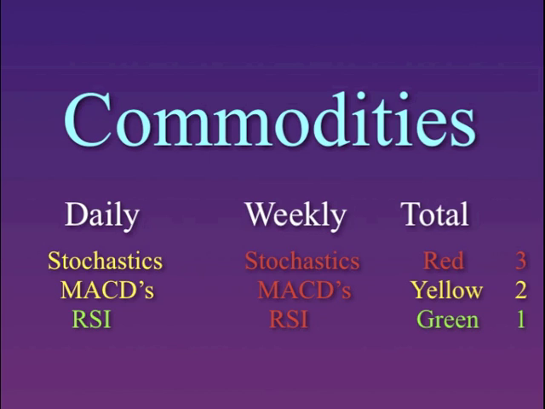And so, summing up the commodities, we analyzed the daily chart and the weekly chart. On the daily chart, we found the stochastics and the MACDs were neutral, and we gave them a yellow mark. Relative strength index, though, was turning bullish. We like that, we gave it a green mark.